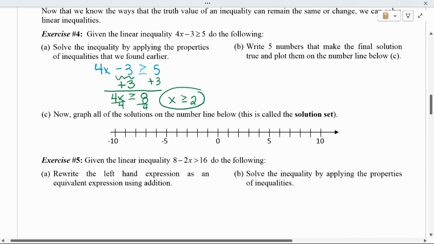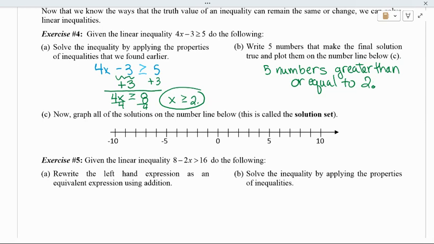Step B says write 5 numbers that make this true. So what are 5 numbers? We're looking for 5 numbers that are greater than or equal to 2. We need to come up with 5 numbers that are bigger than 2 or equal to 2. Give me one. Daniel, one number that's greater than 2 or equal to 2. 4. Okay, someone give me another one.